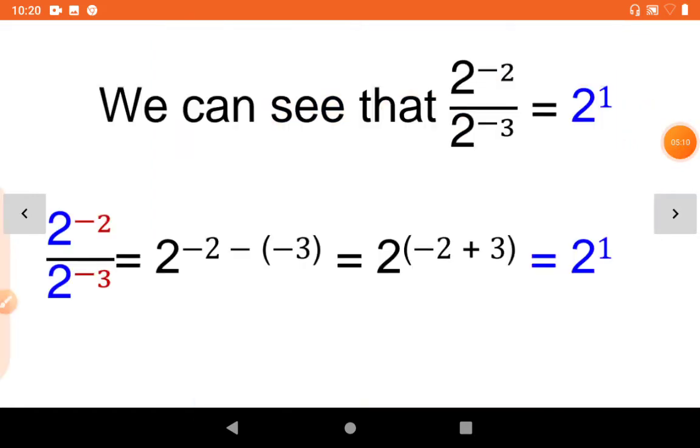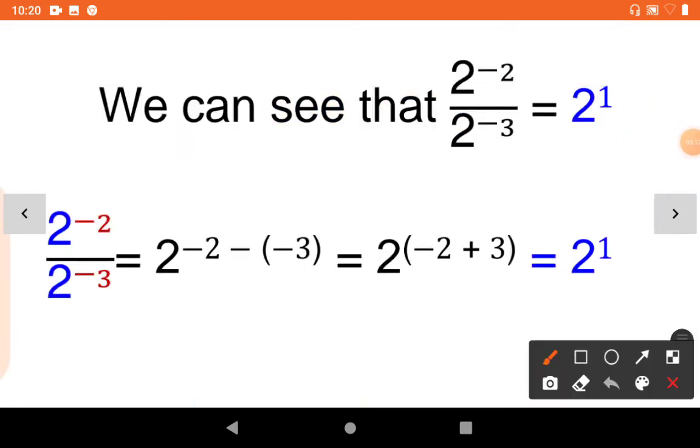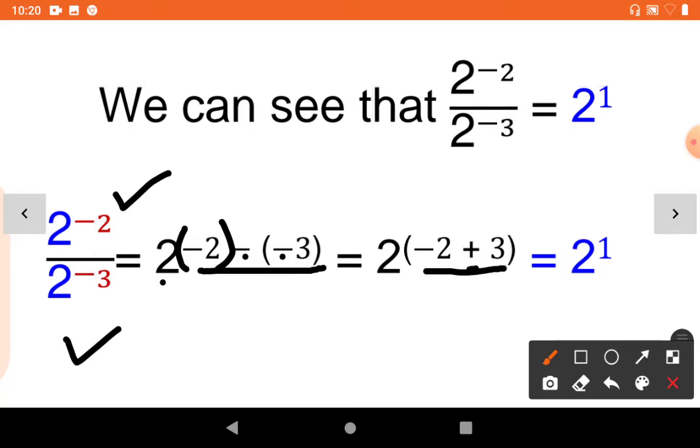As you can see here, 2 raised to power minus 2 divided by 2 raised to power minus 3. So both the bases are same and numbers are getting divided. So we shall keep the base same and we will subtract the powers. This is first power minus 2 and we have subtracted the second power from this. So this minus and this minus resolves and gives positive sign. Hence minus 2 plus 3 is minus 1. Therefore answer is 2 raised to power minus 1.